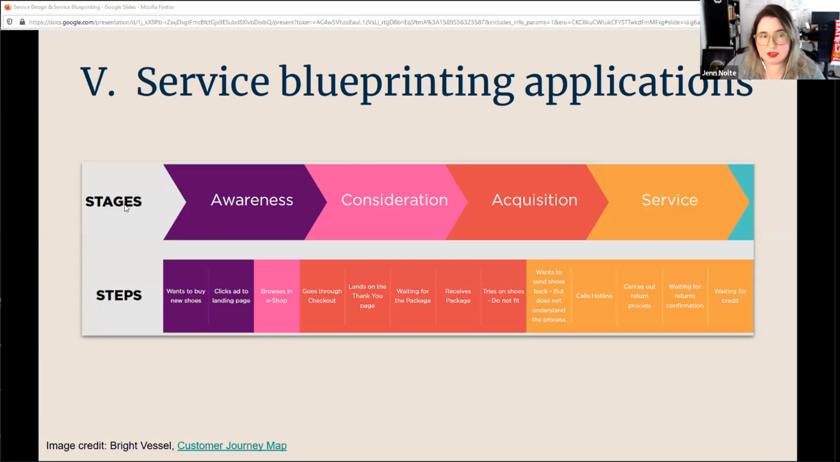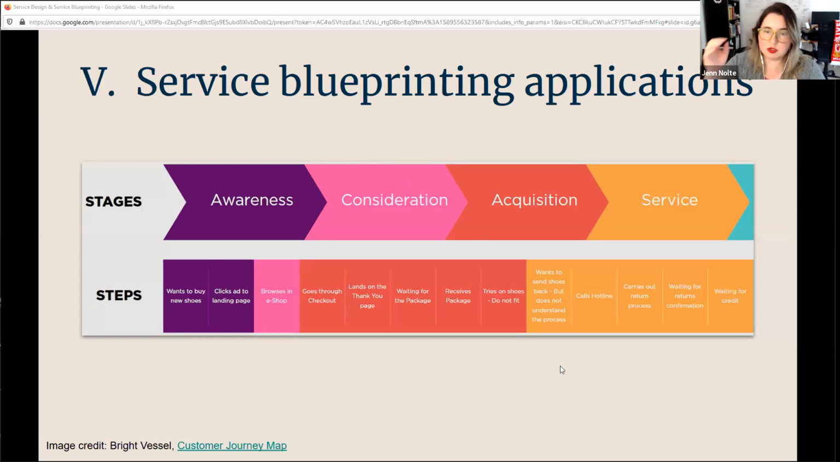And here you see that the Bright Vessel people are not only articulating the steps in buying shoes, but also articulating the different cognitive or maybe emotional states that the customer is going through, or ways of describing the stages of the journey, and so on. So you can see there are multiple steps in each stage of the customer journey here, except for the consideration piece.